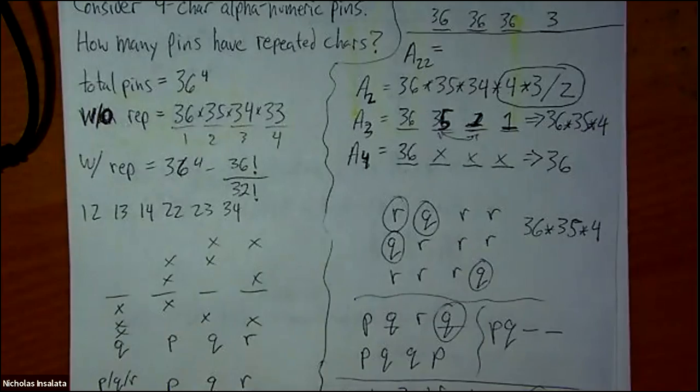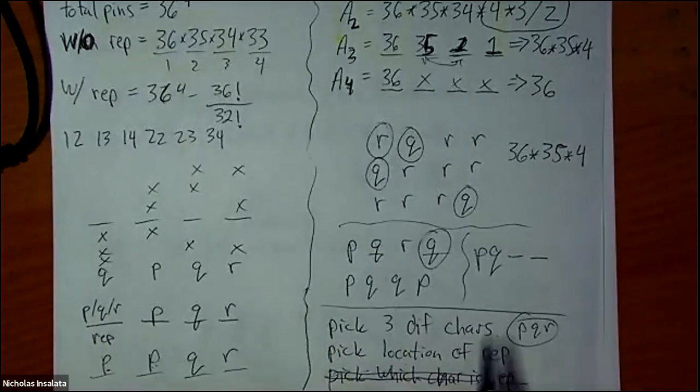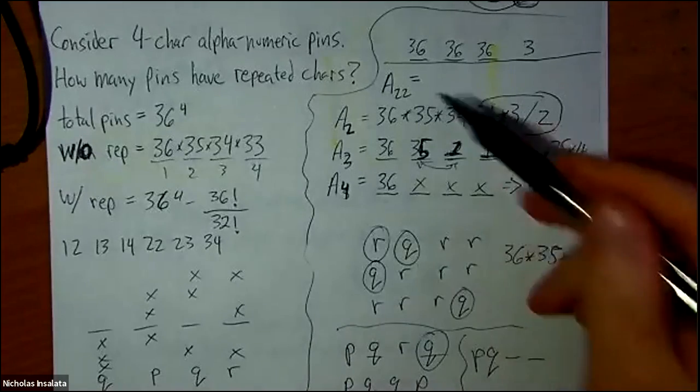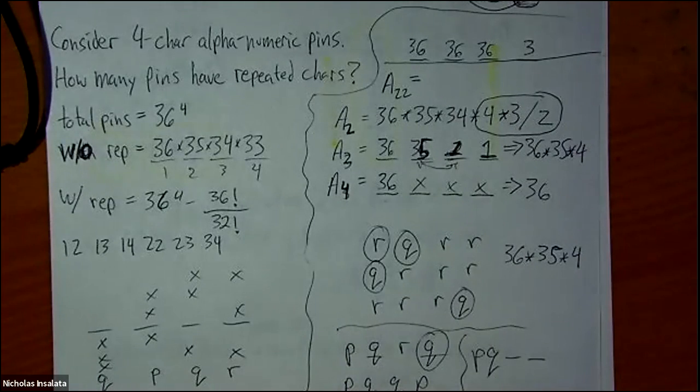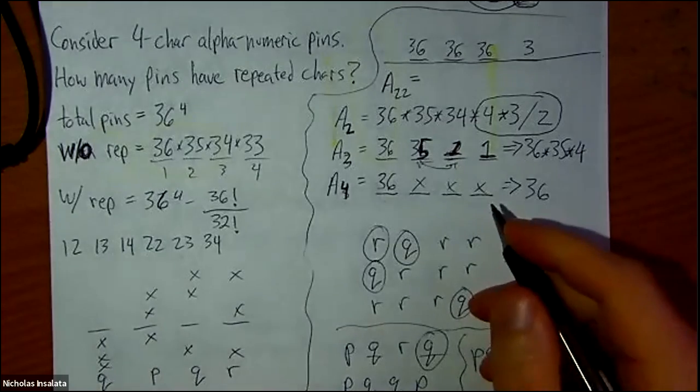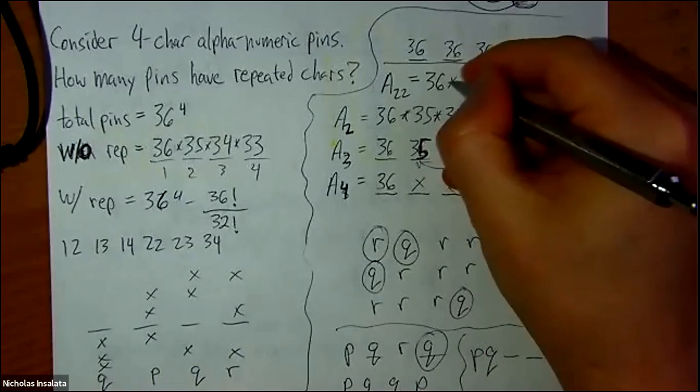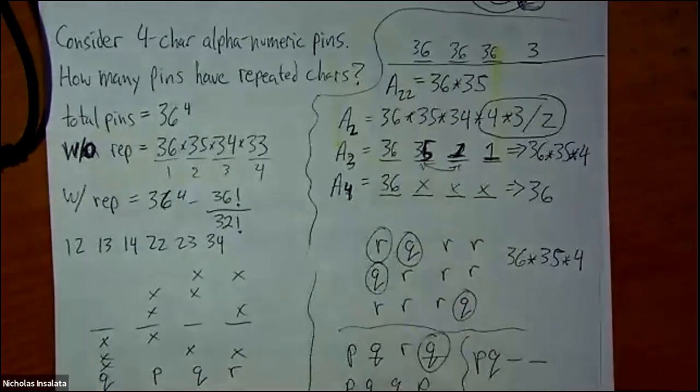Again, let's go through our little list of what we're picking. How many different characters are we going to pick if we have 2 pairs? So now we want 2 pairs. How many different characters do we choose? 2, right? 2 different ones. So it'll be 36 times 35. And what do we have left to choose?